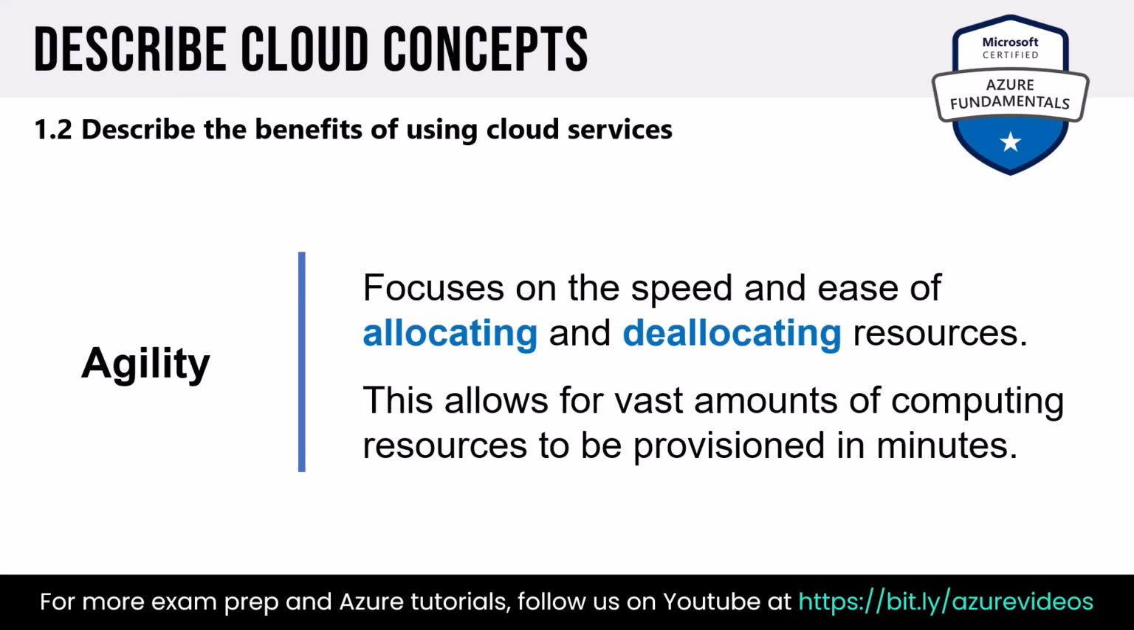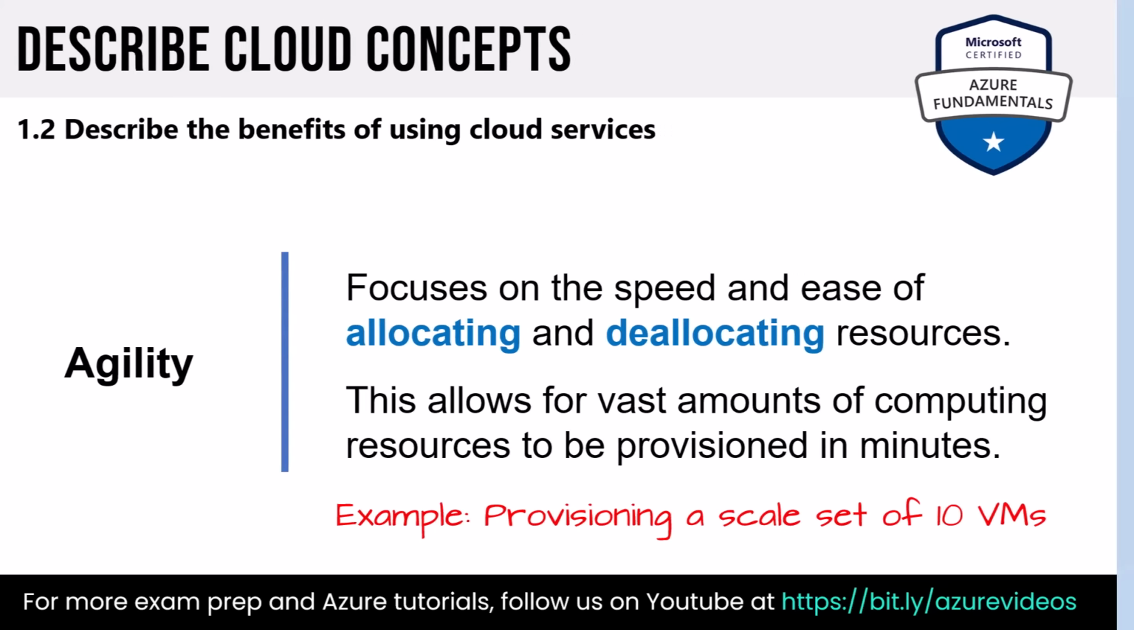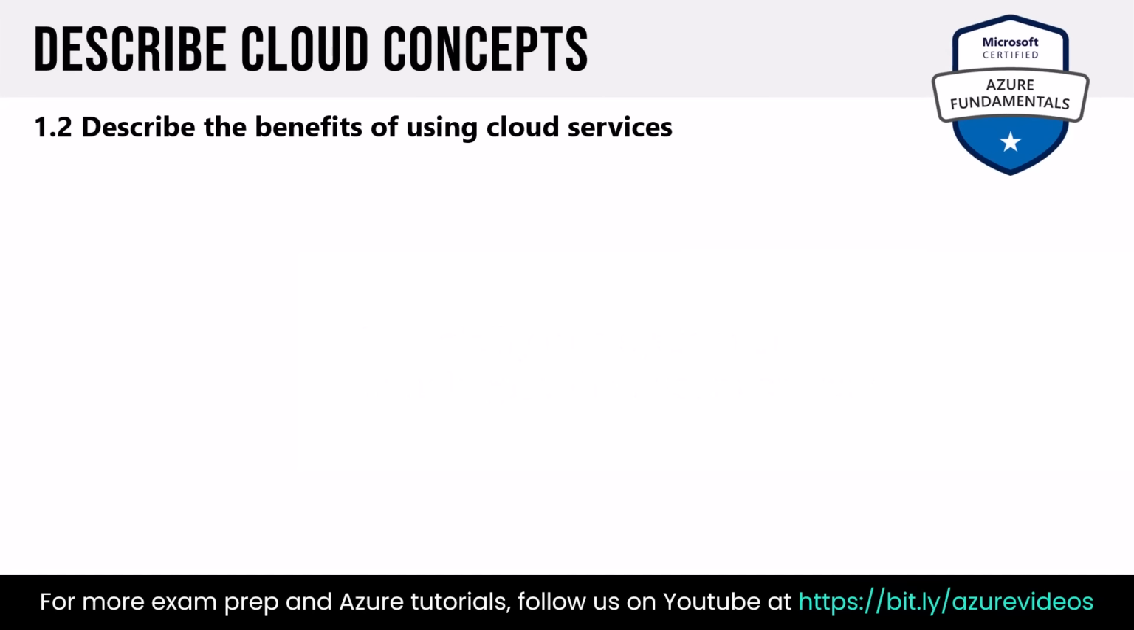And this allows for vast amounts of computing resources to be provisioned very, very quickly. That's agility. Provisioning a set of 10 VMs in a scale set, for example. A few of these terms really fall into the categories of high availability and disaster recovery. And again, while you need to be able to describe these, you need to know the difference between these terms on exam day, which is really a matter of scope for the most part. So fault tolerance.